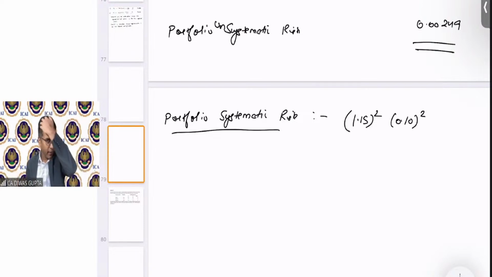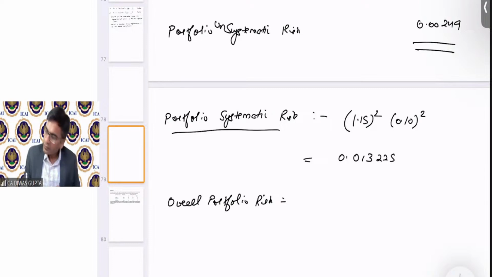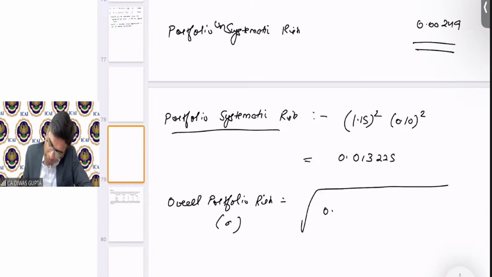And standard deviation of market square. Correct? So this comes as 0.013225. So 1.15 into 1.15 into 0.10 into 0.10. Okay. Now, overall portfolio risk will be, so this is in the form of variance. Okay. We will take a sum: 0.013225 plus 0.00249.